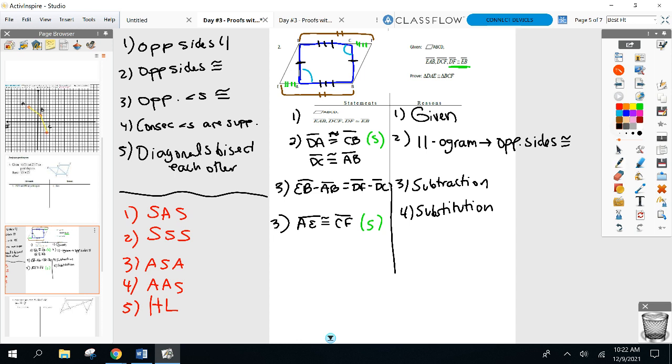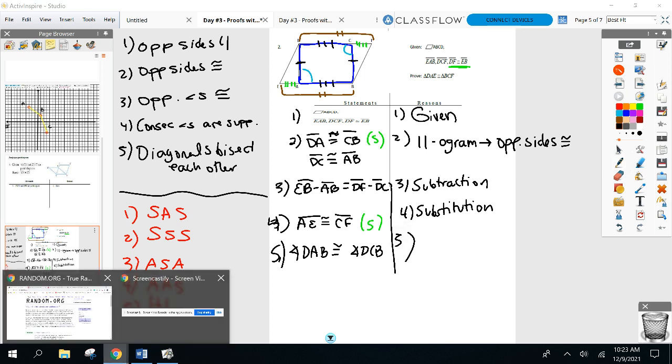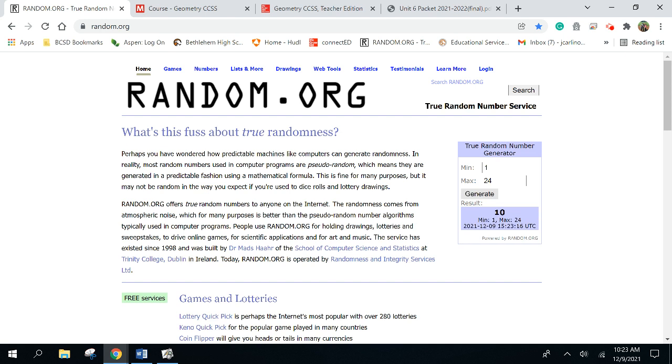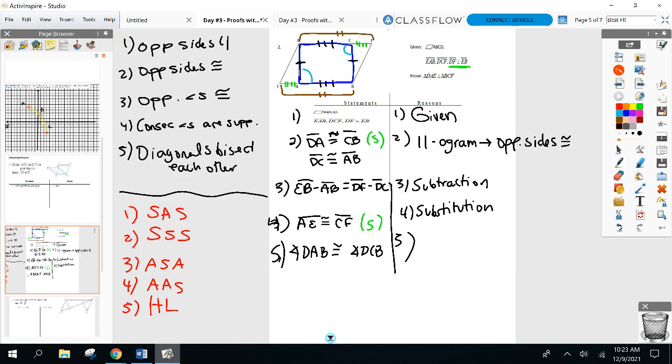All right, so let's pop that in. Number 4. Angle DAB congruent to angle DCB. That should be 1, 2, 3, 3. That should be 4. That should be 5. Reason. Yep, good start. Good start. Implies. There we go.